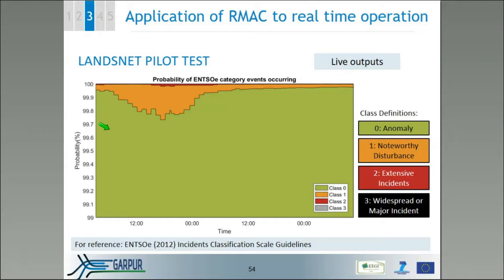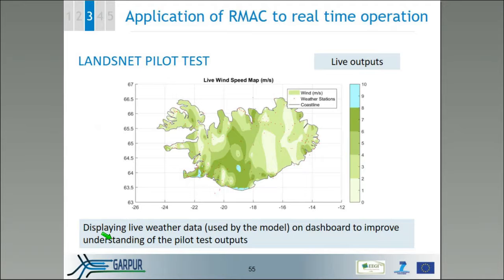We also display the acceptability of the system in terms of MSOE event classifications. So we can determine that during the storm, most likely if there's any unacceptable state, it will just be a noteworthy disturbance. But there is a slight chance of extensive incidents with a negligible chance of any widespread or major incidences. And for debugging purposes, we've also been displaying the live wind speed data on a map.